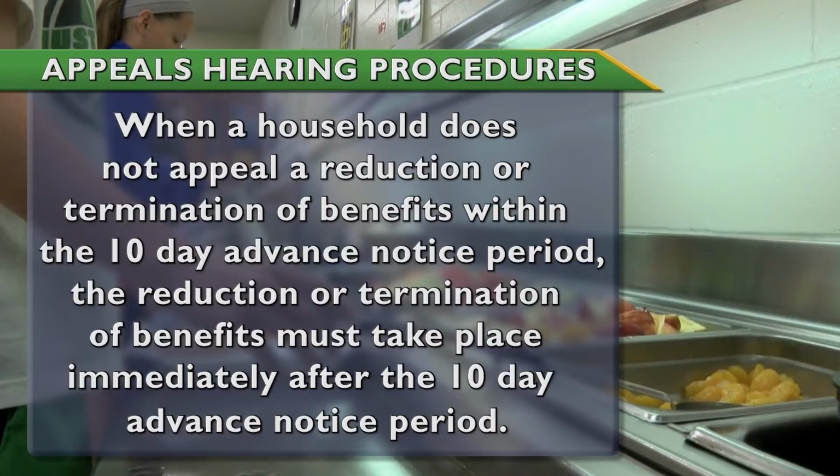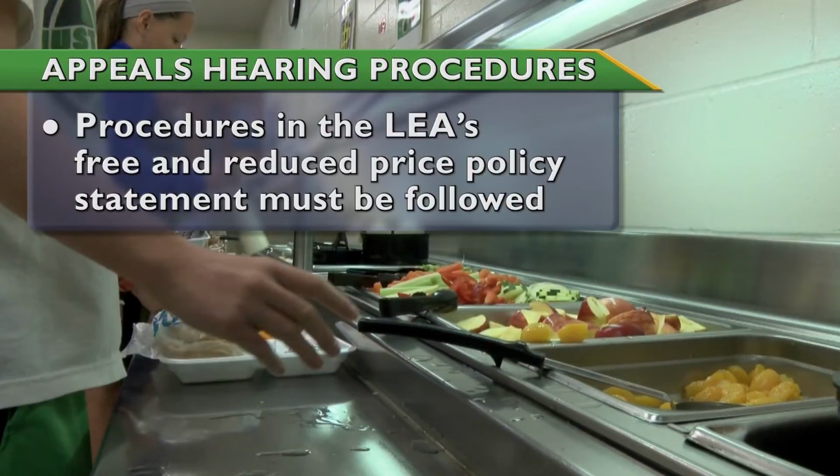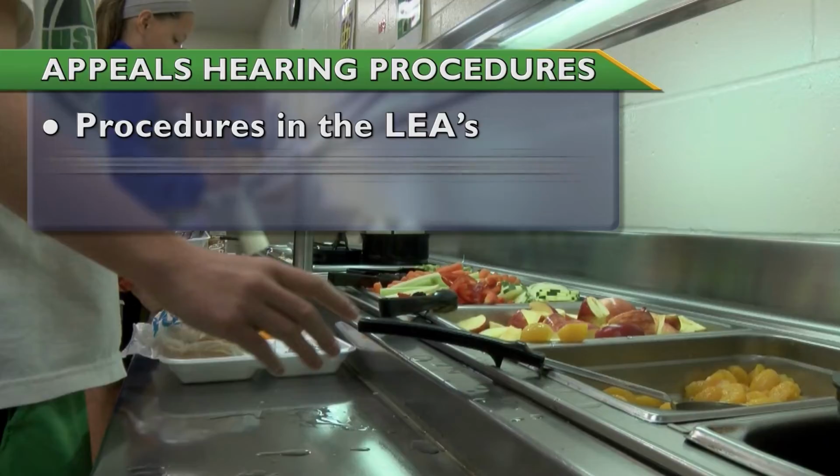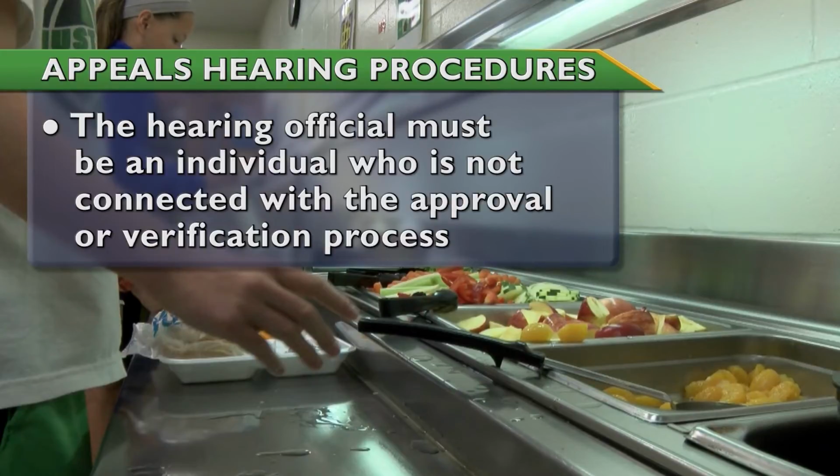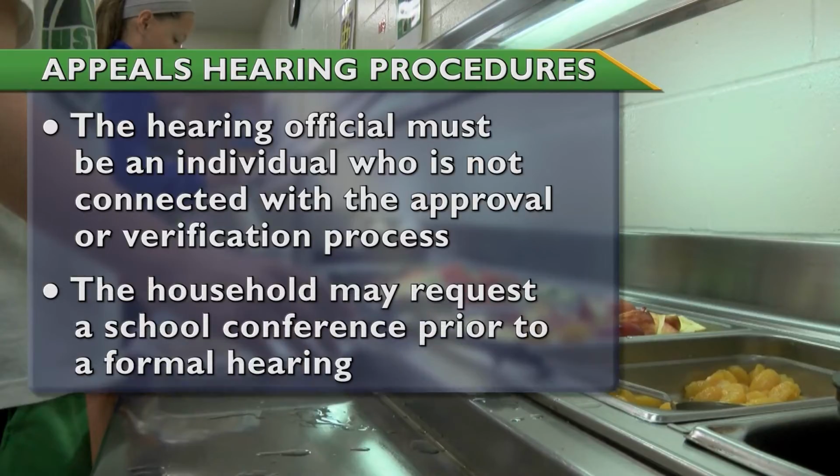The appeals hearing should be conducted as follows. The hearing procedure in the LEA's free and reduced price policy statement must be followed. The hearing official must be an individual who was not connected with the approval or verification process. The household may request a school conference prior to a formal hearing. Any such conference must not prejudice a later appeal.